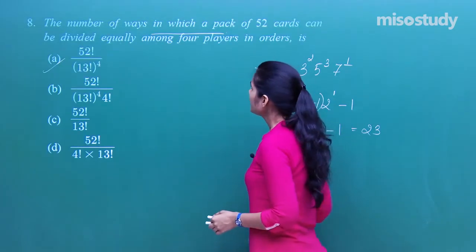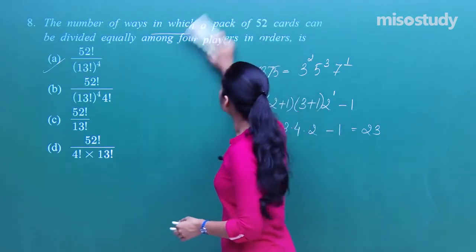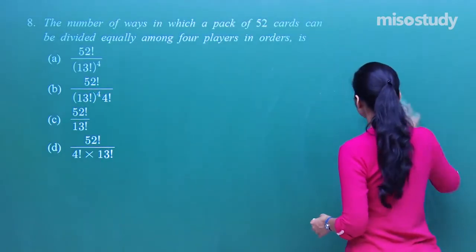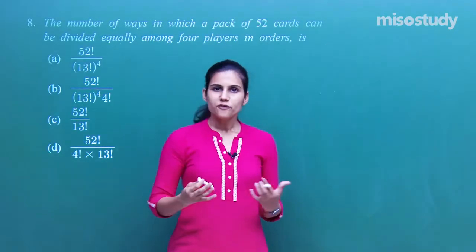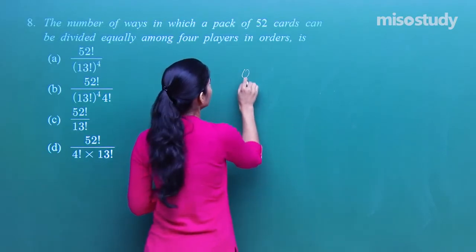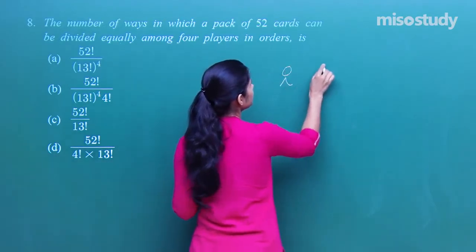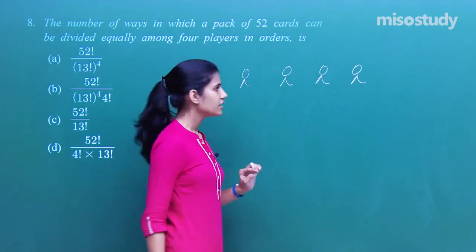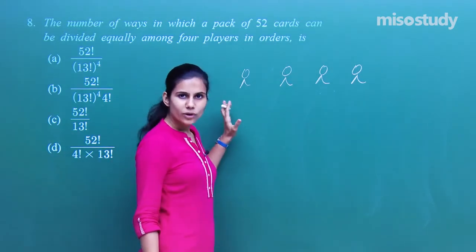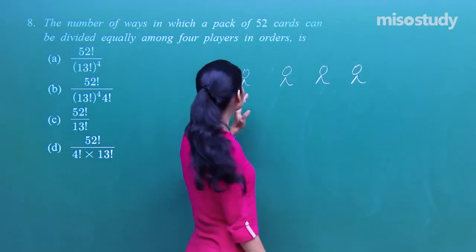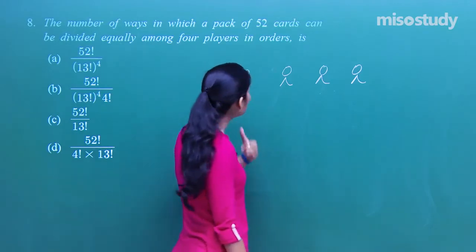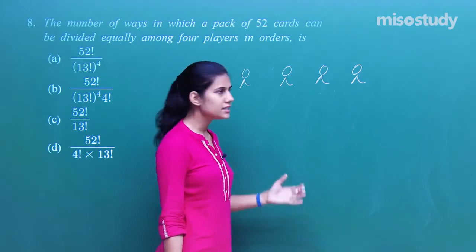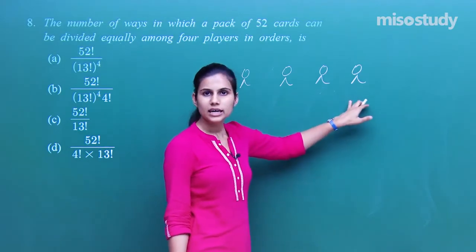Let's see. The number of ways in which a pack of 52 cards can be divided equally among 4 players in order. So there are 4 players, and in order I have to distribute these 52 cards among these 4 individuals. Now the first time I go and distribute, I want to distribute an equal number of cards to all the 4. Obviously 52 divided by 4 is 13, so each one is going to get 13 cards each.